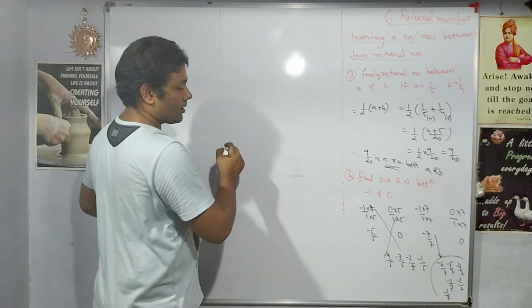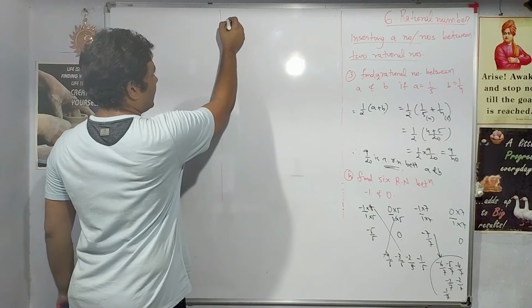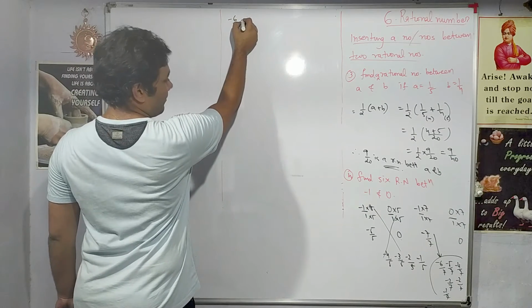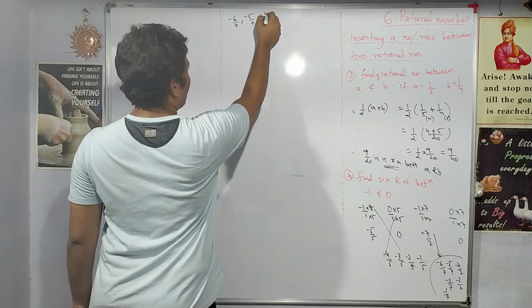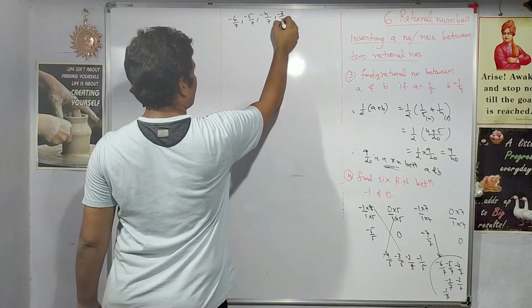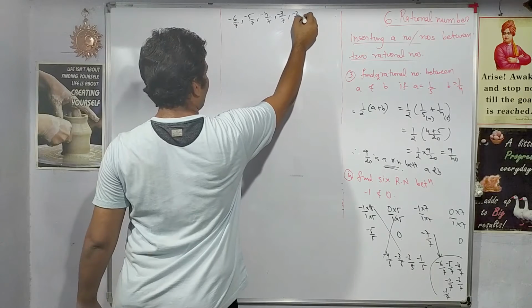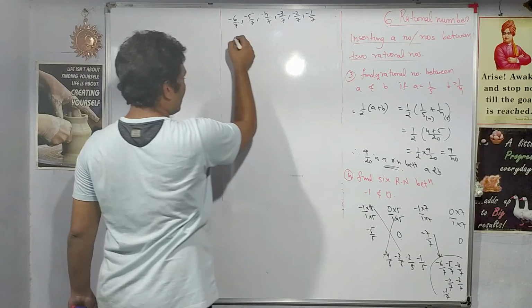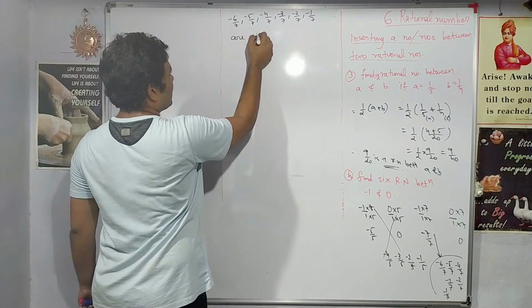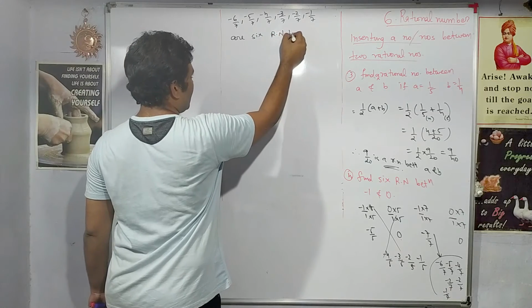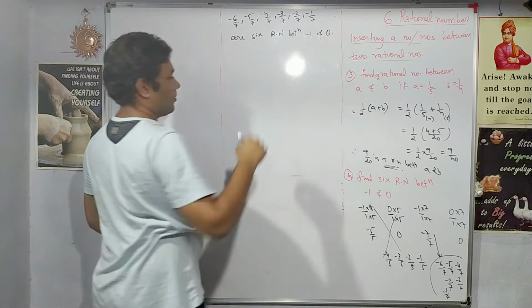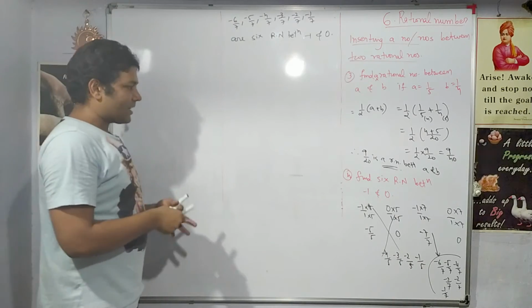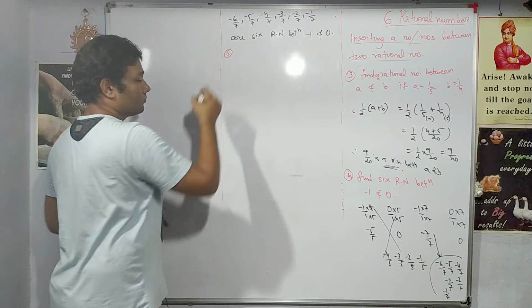You should write down your answers properly. That -6 upon 7, -5 upon 7, -4 upon 7, -3 upon 7, -2 upon 7, -1 upon 7 are 6 rational numbers between -1 and 0, right? Simple, very simple. Let us take one more question.